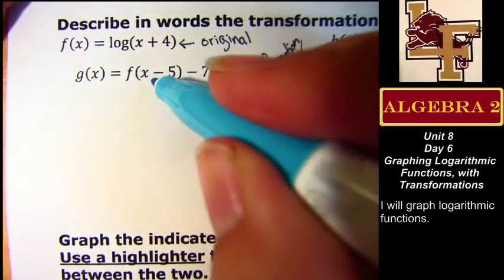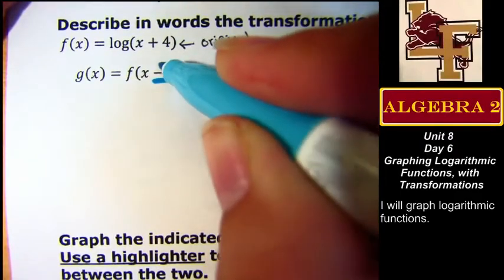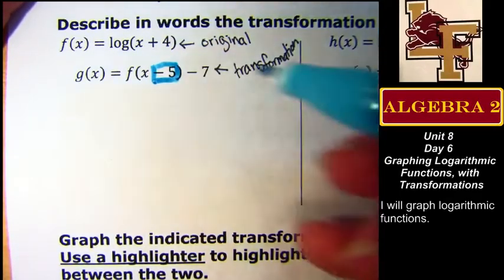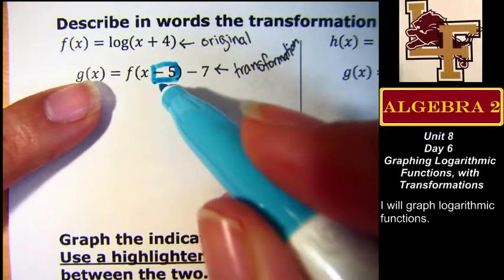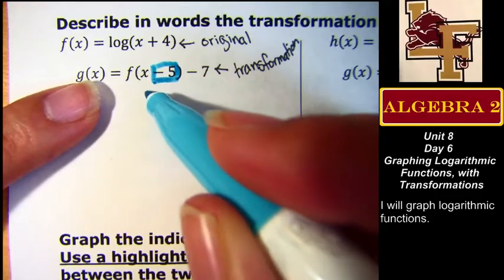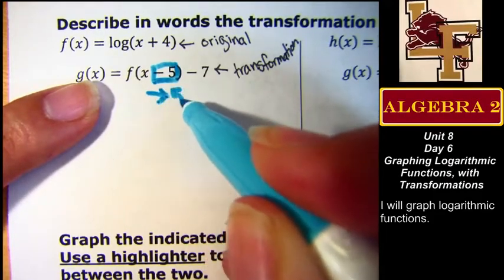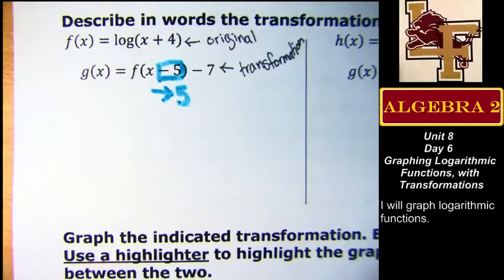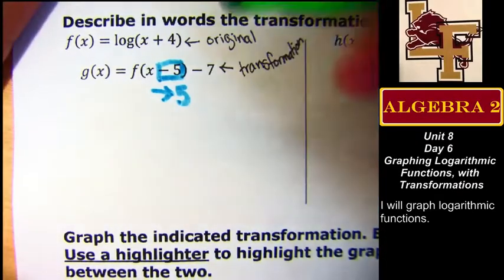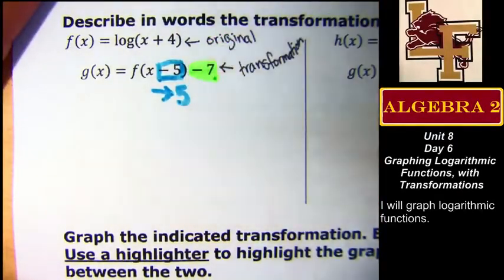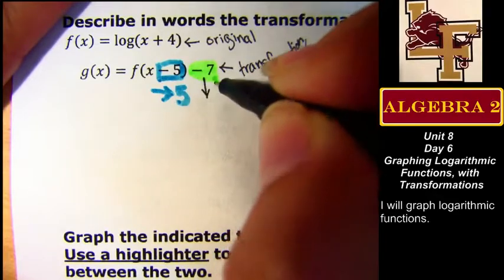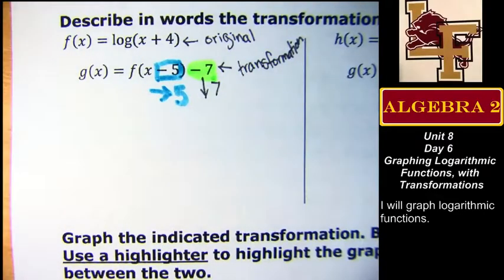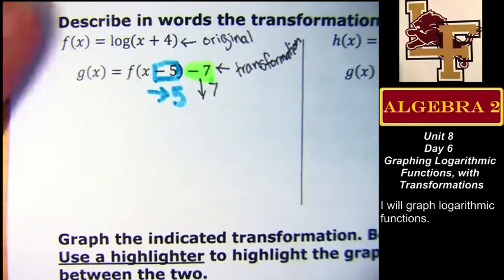I have a value right here. And when I have a value right there, I'm going to be moving it left or right. It's a horizontal translation. The sign tells me the direction. Negative sends me to the right, and so I'm going to the right 5. And then back here outside of the function, I have a -7. That is a vertical translation, an up or down kind of thing. Because it's a minus, it's down. And so this is a -7. Pretty easy, no big deal.